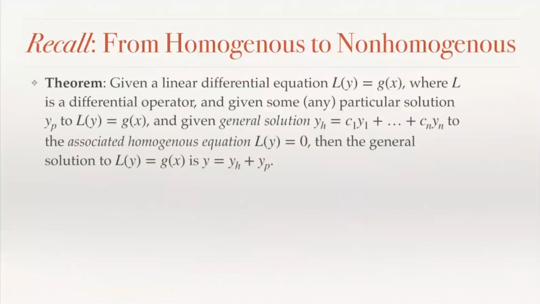Now recall that given a linear differential equation, L of y equals g of x, where L is a linear differential operator, i.e. the entire left-hand side, and given any particular solution yp to L of y equals g of x, and given the general solution to the associated homogeneous equation L of y equals 0, obtained by just deleting the right-hand side, then the general solution is yh plus yp. We just add together our general solution to the homogeneous linear differential equation plus our particular solution to the original non-homogeneous one.